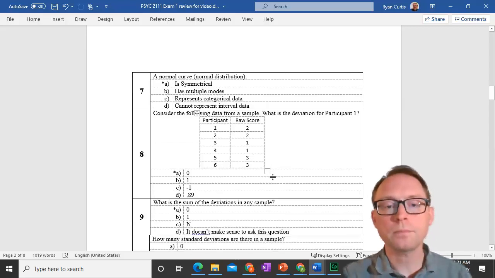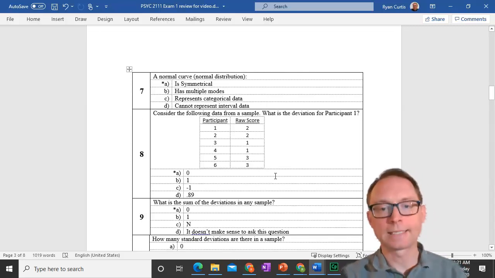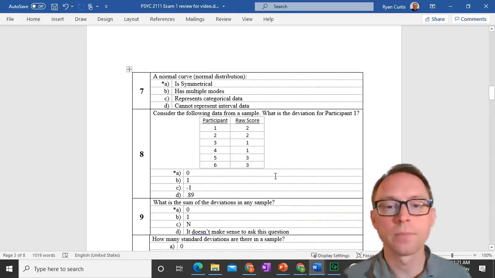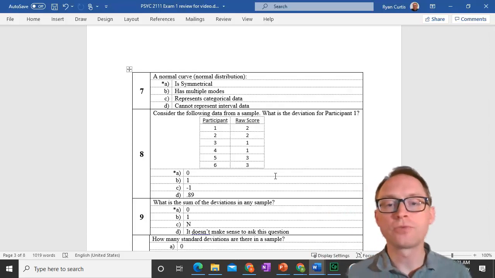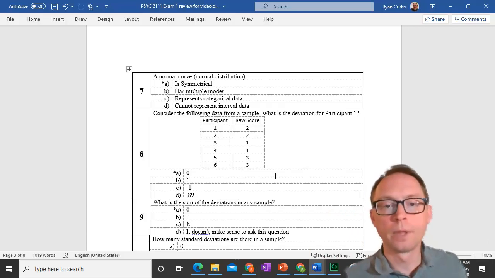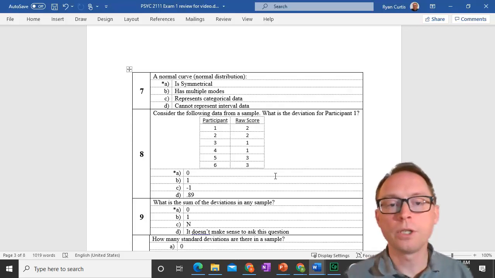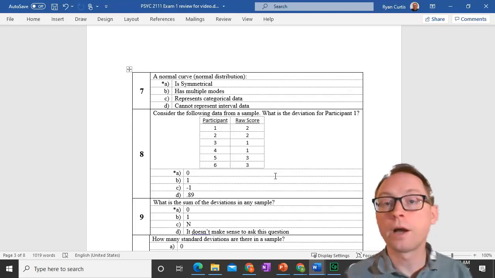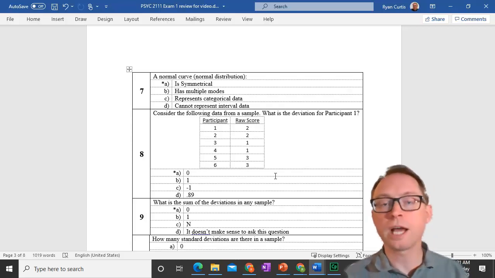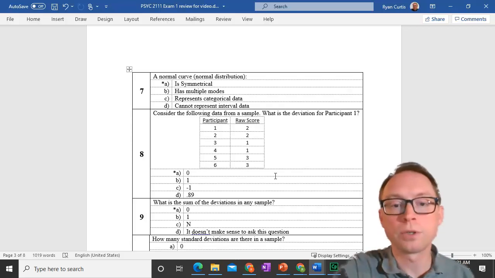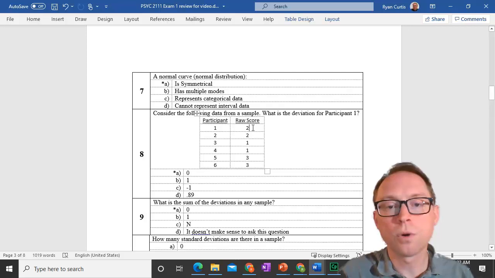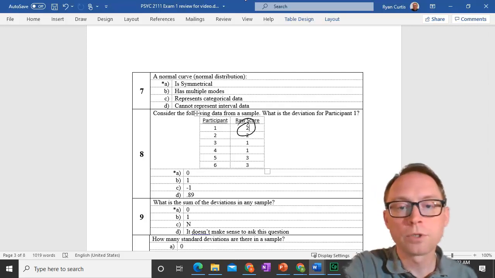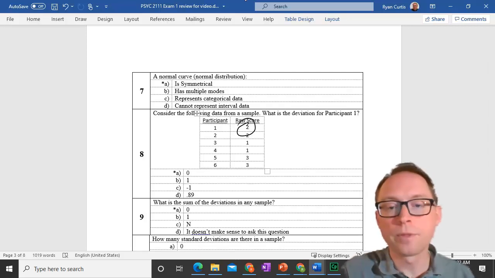All right. Question number 8. What is the deviation for participant number 1? So in this particular case, what we're going to do is we first need to figure out the mean, because the deviation is just how far away that person's score is from the mean. So we're talking about person 1 here. So that means we're looking at 2. We're looking at that person's score of 2, and we're trying to figure out how different 2 is from the average.